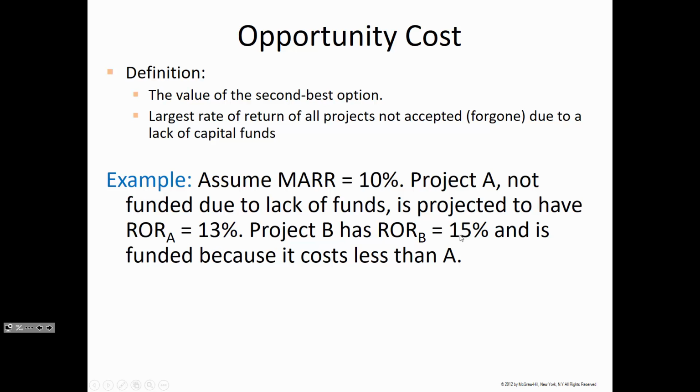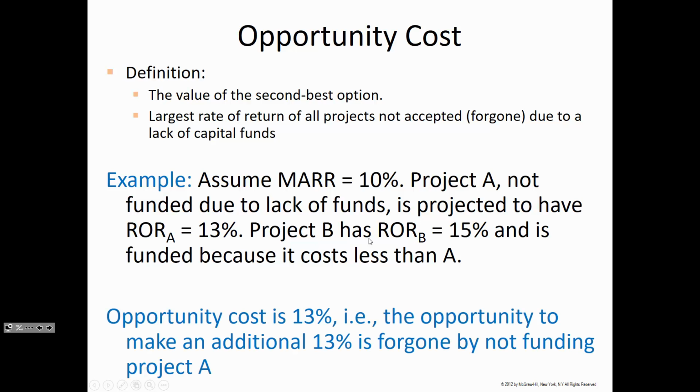Project B has 15%. So you choose the one that has the higher return on investment, and therefore your opportunity cost is going to be the project that you couldn't fund. And so you have an opportunity cost of 13% because it's the foregone opportunity. So there's both social ways of thinking about opportunity cost and specific quantitative ways to assess it.